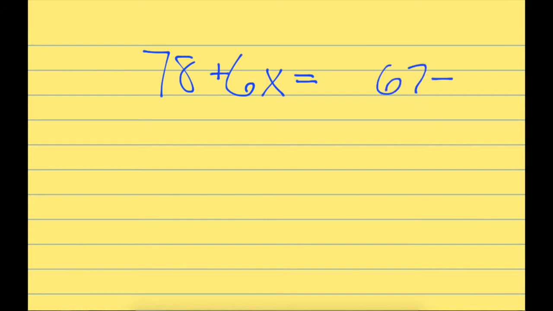So I know that my new cars start with 78 this year, and they're going up 6 times however many years have passed. So there's my expression for the number of new cars being sold each year. For the used cars, it's starting at 67, but it's decreasing, so I'm going to subtract 4 cars times the number of years it's been going on.